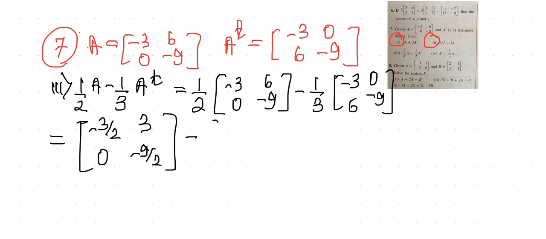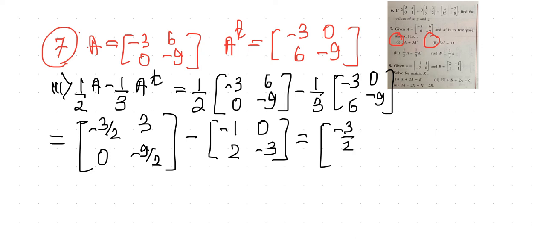Minus, you will be getting what here, children? 1 upon 3 when it is multiplied, you are getting minus 1, 0, and then again 1 upon 3, this is 2 and minus 3. So now you need to perform what? You need to perform subtraction. So this is minus 3 upon 2 minus 1, children. So this is plus 1.